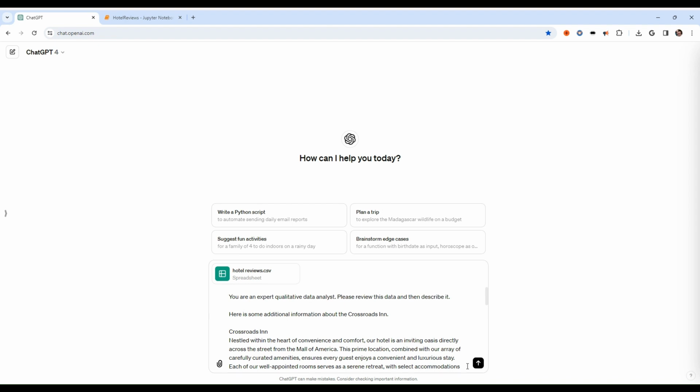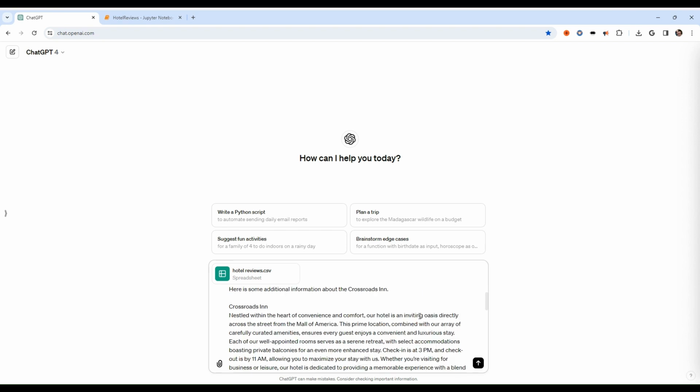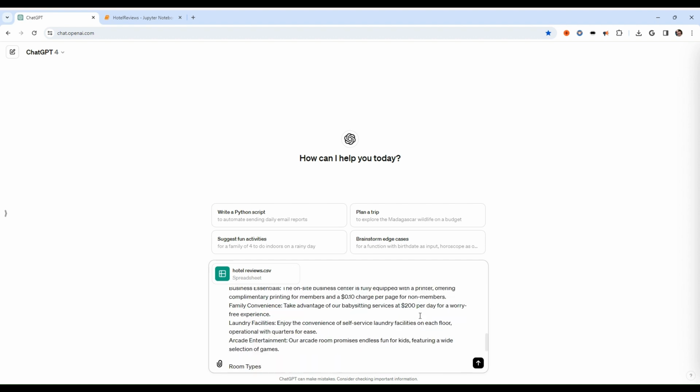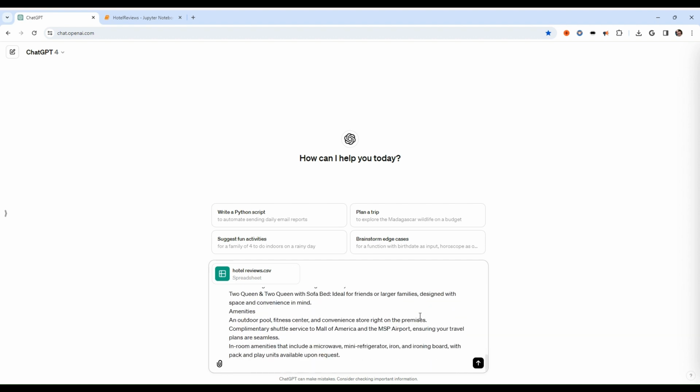Now, I've given ChatGPT the persona of an expert qualitative data analyst. I've attached the file of the data, the CSV, and I've asked ChatGPT to review the data and then describe it. I've also given ChatGPT some additional context and information about the Crossroads Hotel. Basically, the type of information you would probably find on its website.